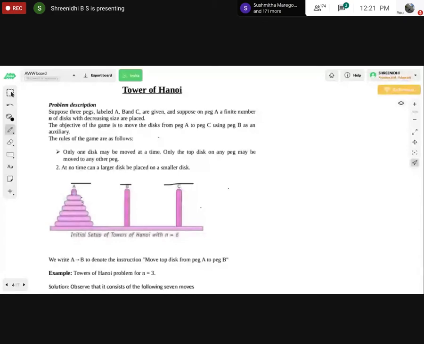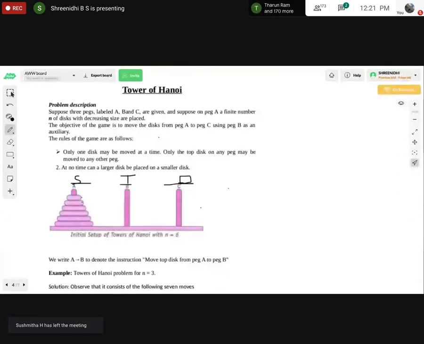So what is my problem? Here I have 1, 2, 3, 4, 5, 6 discs. I need all these 6 discs to be placed in C. Here I'll have three things: this will be the source, this will be the destination, and this will be the temporary destination. I want all of these to be placed in the destination in the same order. But I have a few conditions.